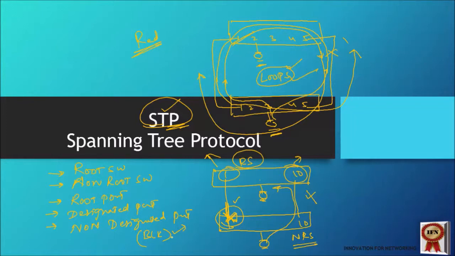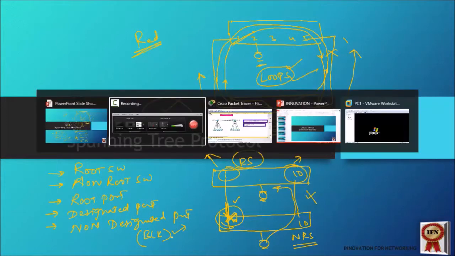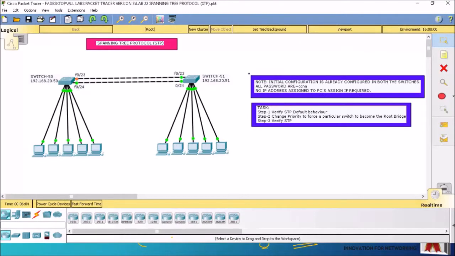First we'll discuss the default behavior of STP when you connect two different switches. STP is enabled by default and is not required to be configured. In my network, I've taken two switches connected with two different links, 23 to 23 and 24 to 24. You can see three ports showing green color and one port showing orange color. This orange color indicates that that particular port is blocked right now.